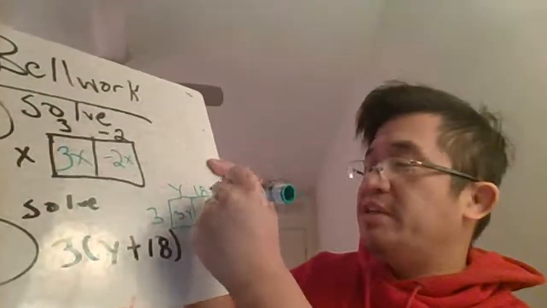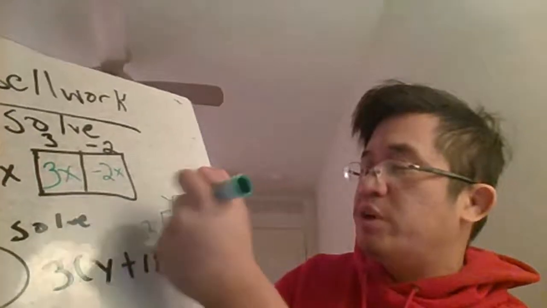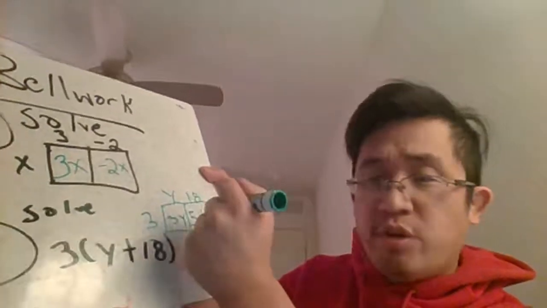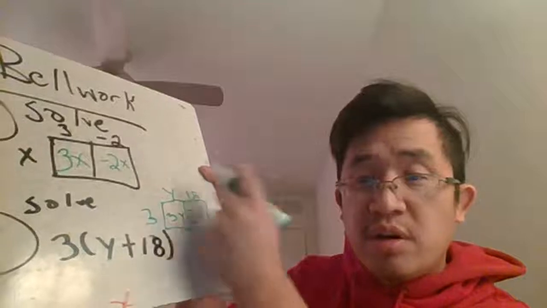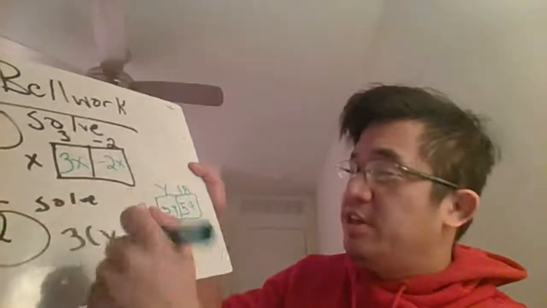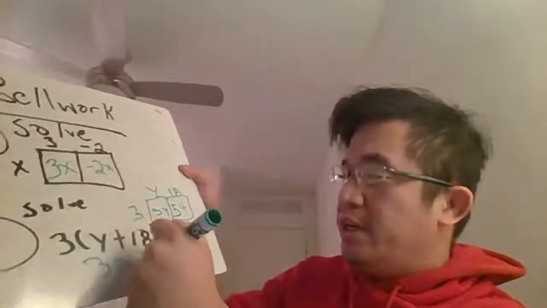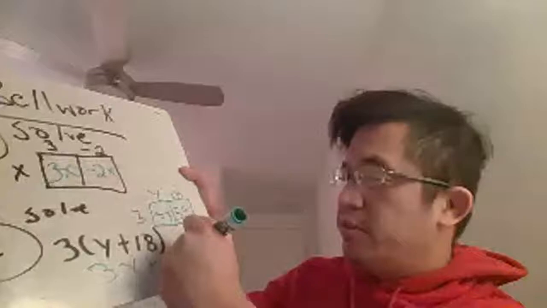Three times 8 is 24. Carry the 2. 3 times 1 is 3 plus 2 is 5, so 54. Oh, awesome. I've got some old students here. So our answer is 3y plus 54.